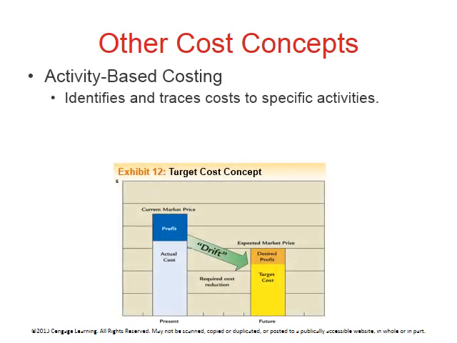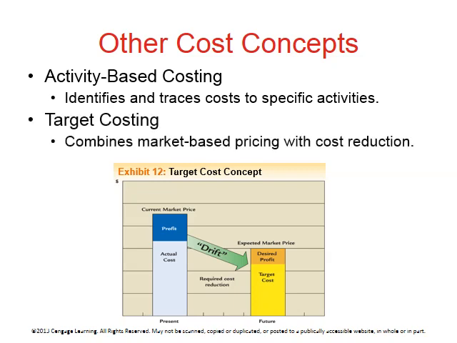Other concepts, we have the target cost concepts. So activity-based costing, you trace cost to specific activities. So remember we had that one predetermined overhead rate before. You would have many different predetermined rates, and you'd have activities split out in different buckets. Target costing kind of combines market price with cost reduction, so not real common.